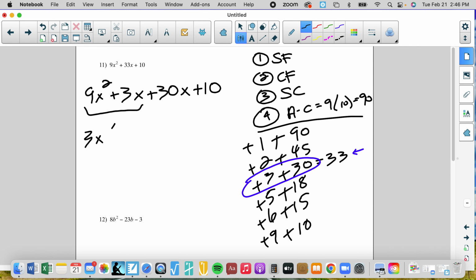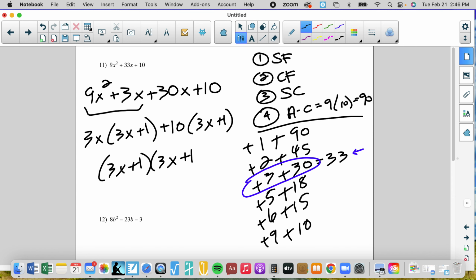We're going to factor out a 3x. You get 3x plus 1. You're going to factor out a 10. You get 3x plus 1. 3x plus 1, 3x plus 10. Yes.